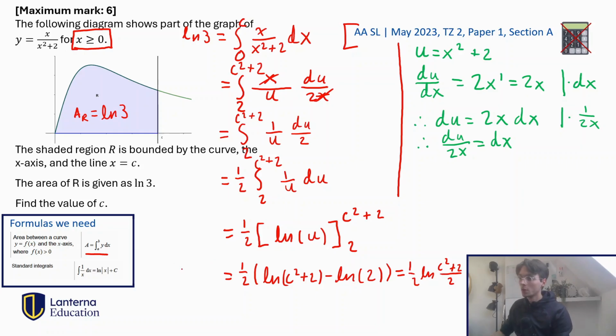And remember, what was this all equal to? Well, this was equal to ln 3, right? Because this is the area. So don't forget that. Now, it's been a long time since we mentioned that. So we've got ln on both sides, but right now we've still got this pesky 1/2 in front.